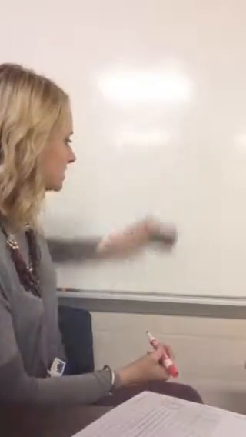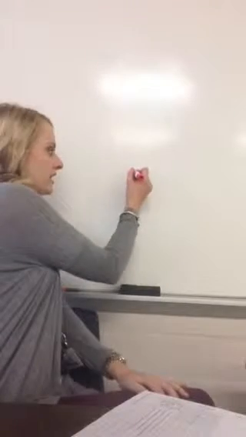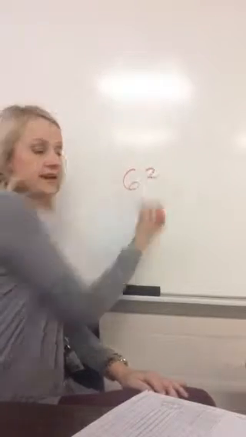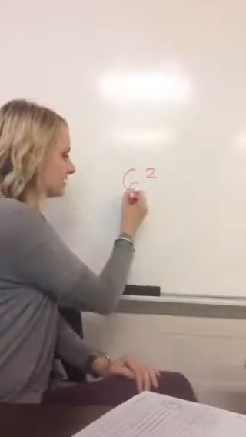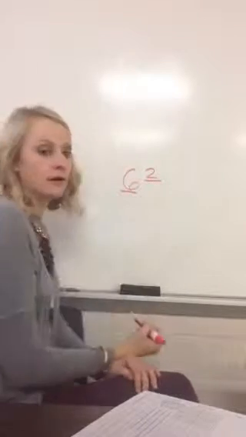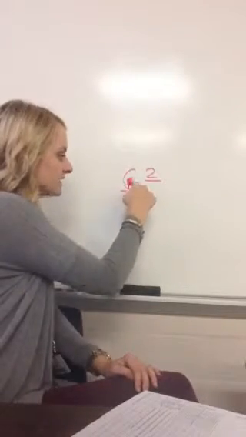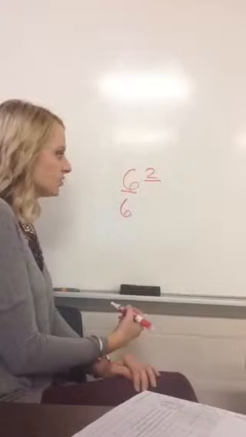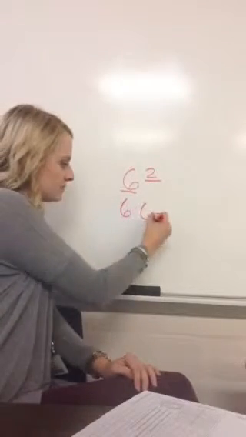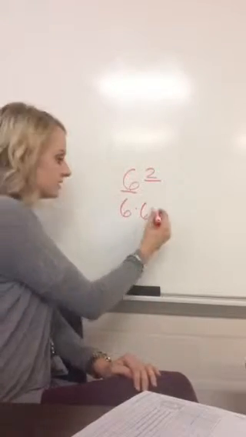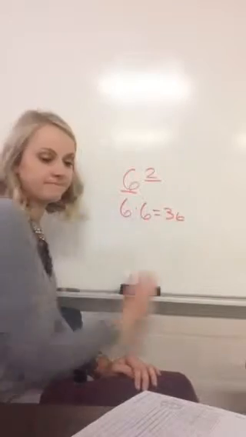On exponents and square roots, the next section, remember that when you have an exponent, you have a base and an exponent. So we have 6 to the second power, which means I'm taking 6 and multiplying it by itself 2 times. So 6 times 6 is 36.